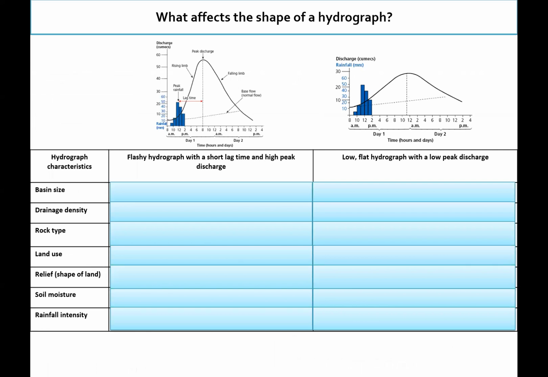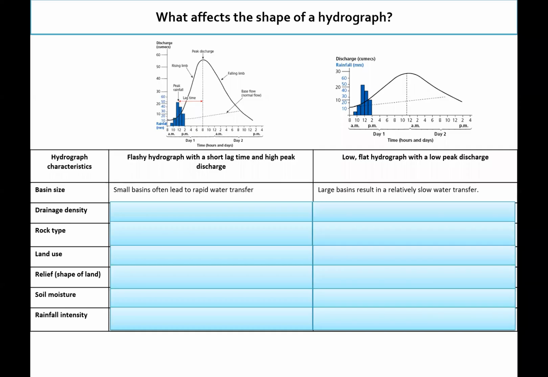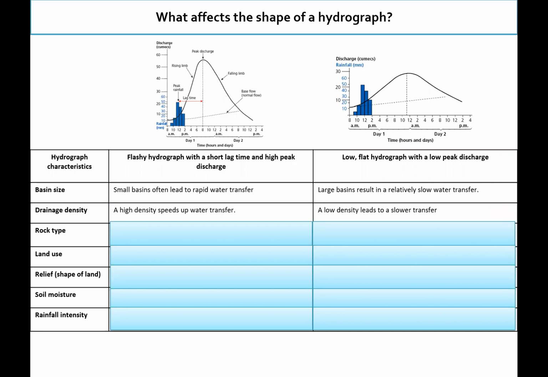So basin size, small for a flashy hydrograph, large for a slow response hydrograph. That's because with smaller basins, the rainfall can get into the river more quickly. Okay, so next one, drainage density. Well, it's going to be high density for your flashy, low density, slow transfer. Remember, high density, more water on the surface, quicker.